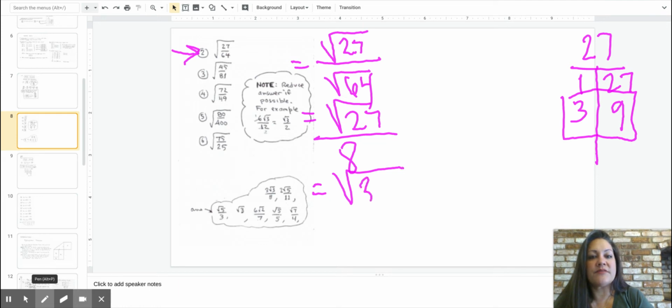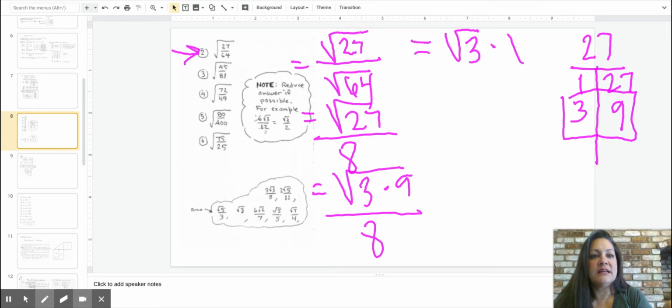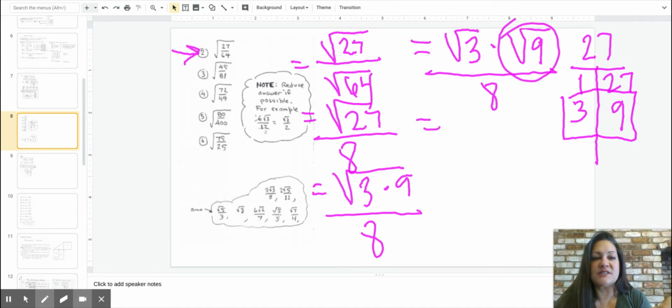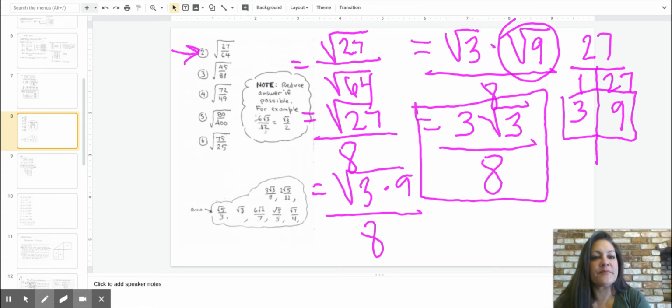So equals square root of 3 times 9 over 8. I'm going to put that up here. If I separate it out, square root of 3, square root of 9, all over 8. Square root of 9 is a perfect square, so it gives me 3 times the square root of 3 over 8. Cannot be simplified more than that. Here's my answer there. Looking over at my answer key. Oh, here it is. That one there.